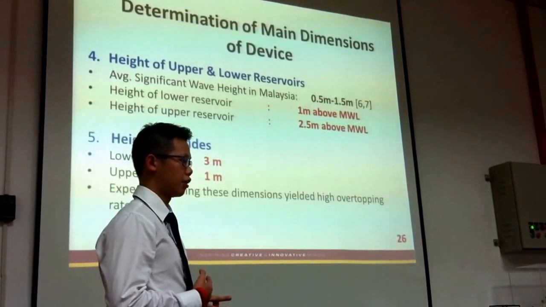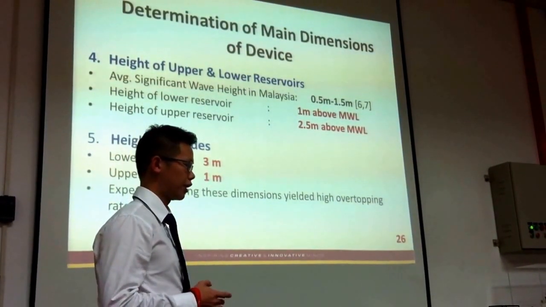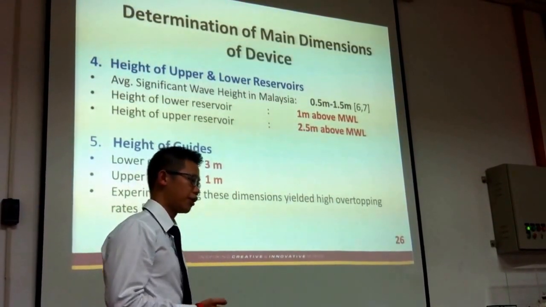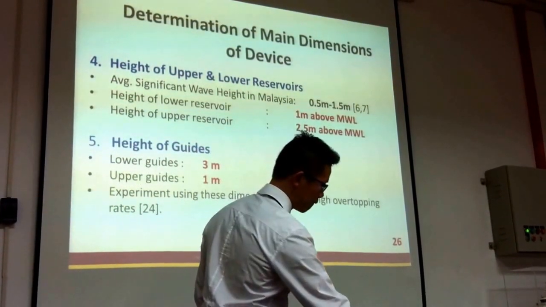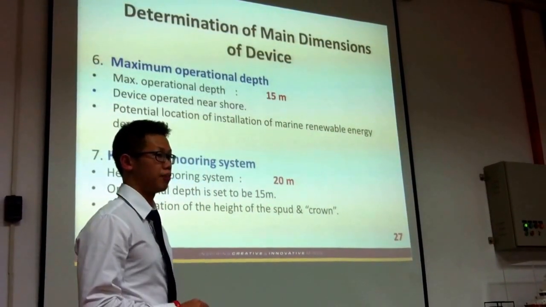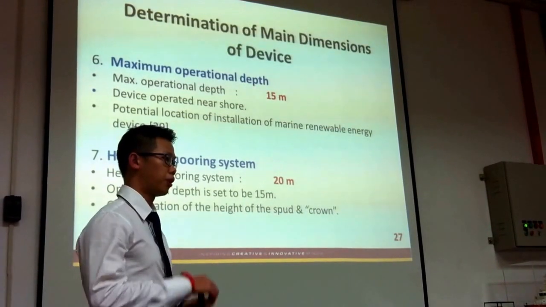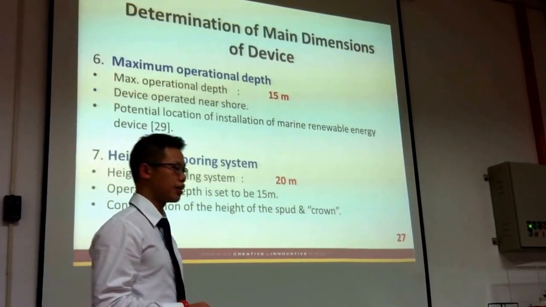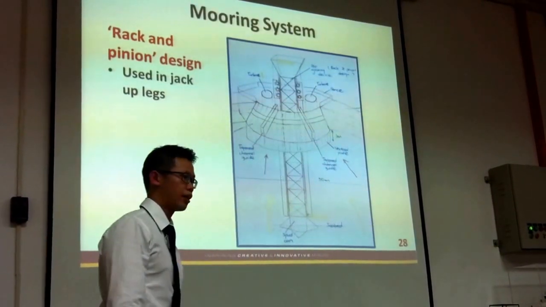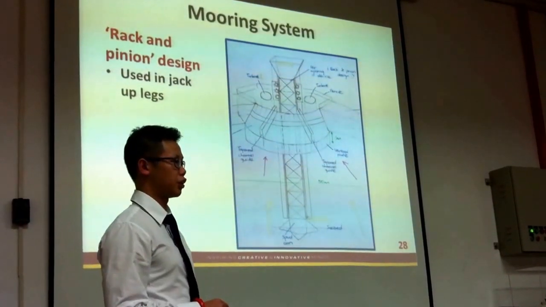So the height of guides, according to experiments, these two heights actually help increase the overtopping rate, which is 3 and 1 meters respectively. And number 6 being maximum operational depth, it's 15 meters. And the height of the mooring system is 20 meters. And the mooring system that I use is this rack and pinion design, which is now currently used in jack-up couplings.